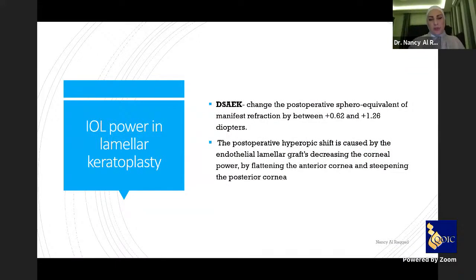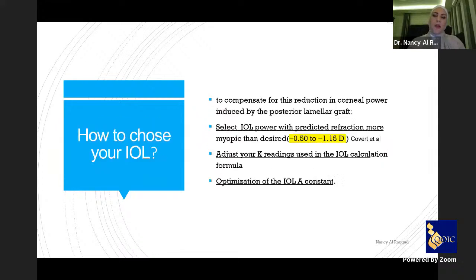What about endothelial keratoplasty, DSEK and DMEK? Now with DSEK, the change in the postoperative spherical equivalent of manifest refraction is between plus 0.6 and 1.26. Now, as I said, it's better to do either a combo, which is a DSEK with phaco at the same time, or do the phaco first and then aim for a DSEK, not the other way around. And because there would be a postoperative hyperopic shift, usually it's better to compensate for that.